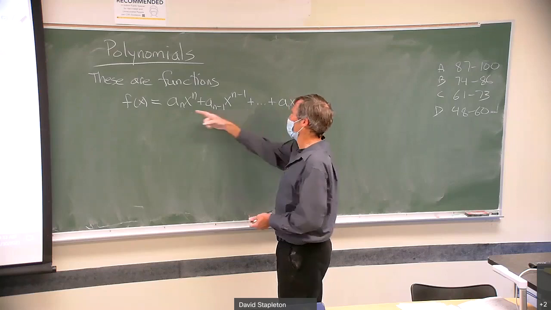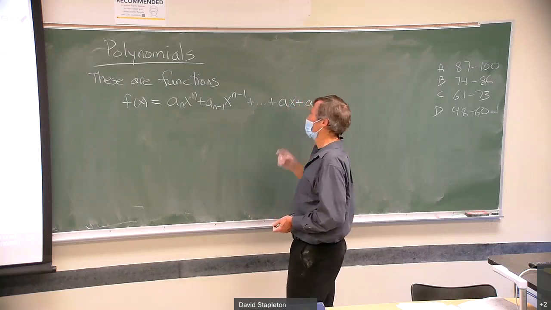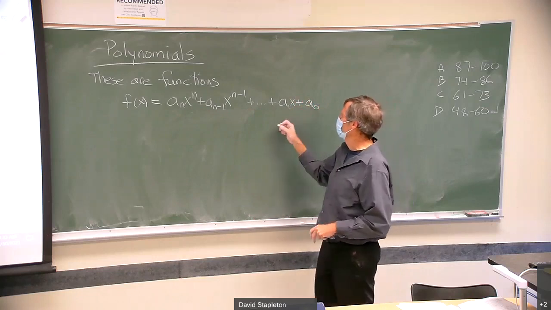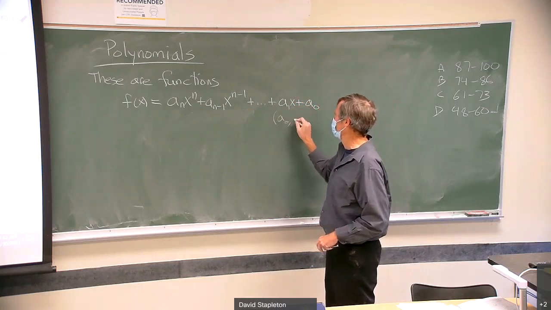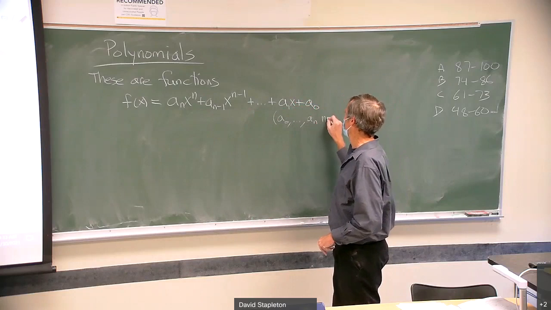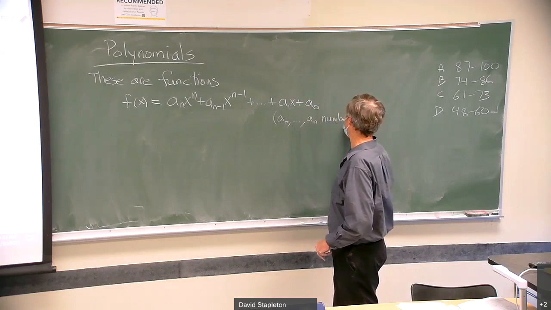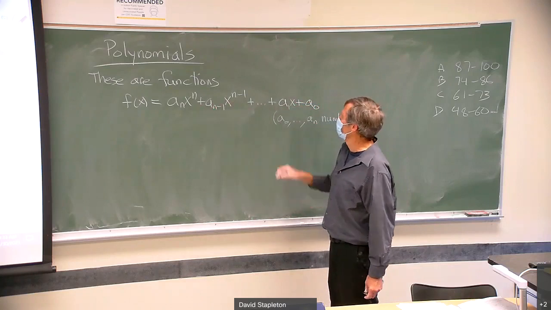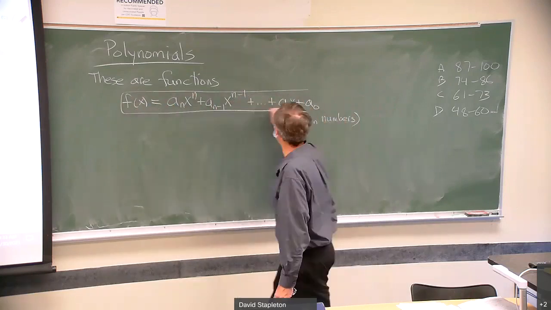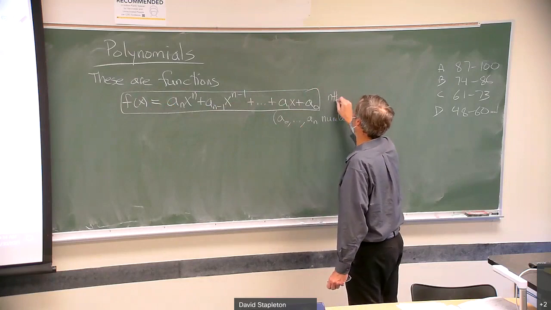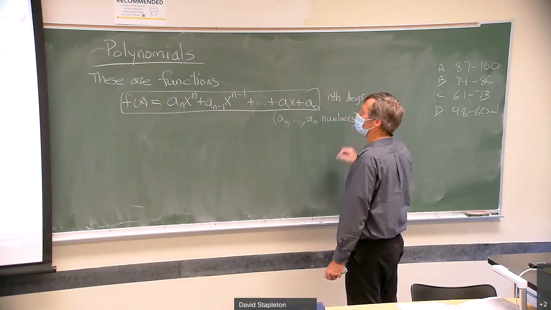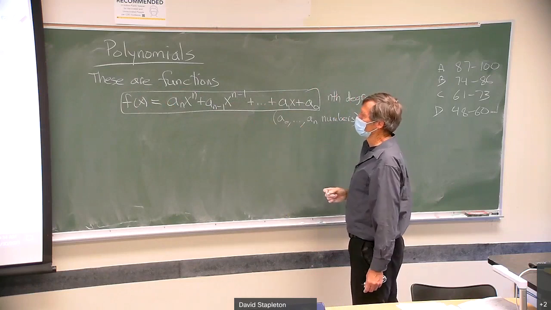So the lower values are indices. It's just indexing a bunch of numbers. So these, A0 through An, are a list of numbers. We call them constants. And these are powers of x, the variable. And so this is an nth degree polynomial because the highest power is n, assuming that an is nonzero. So that's a polynomial in general.